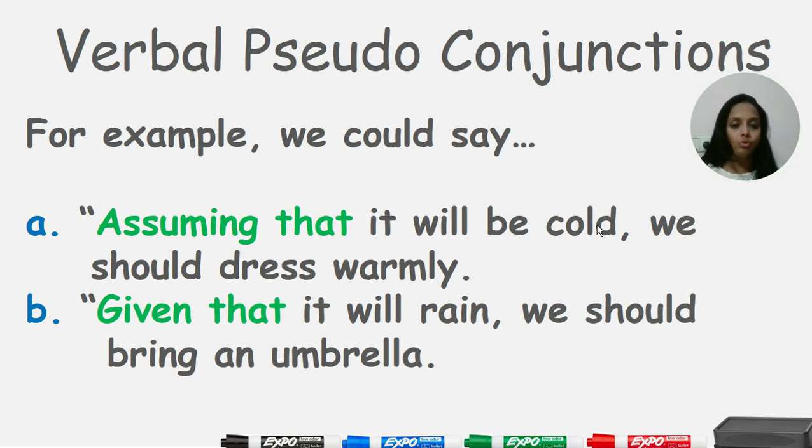Assuming that it will be cold, we should dress warmly. Given that it will rain, we should bring an umbrella. So these are some of the examples of how we can include them in the sentence.